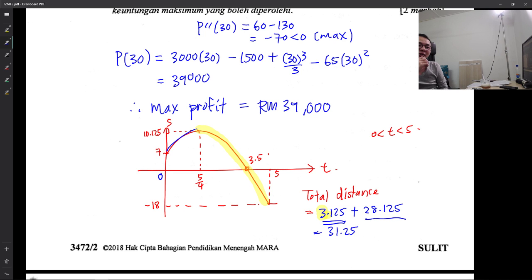When the particle is instantaneously at rest, it means whenever the particle wants to make a U-turn, the particle will stop for a while, it will rest for a while, so you make the v equal to 0.